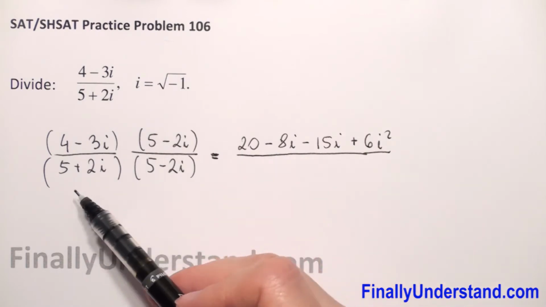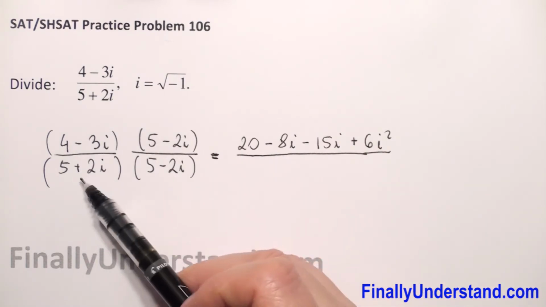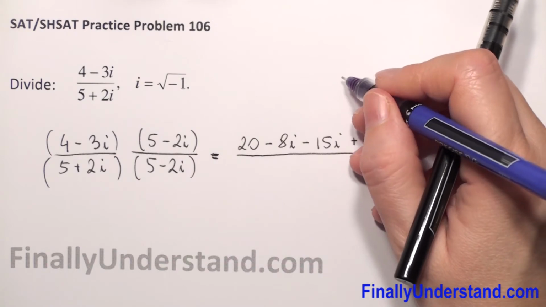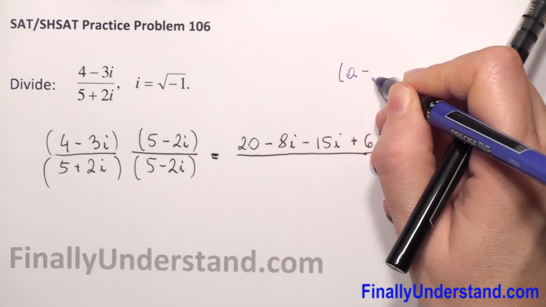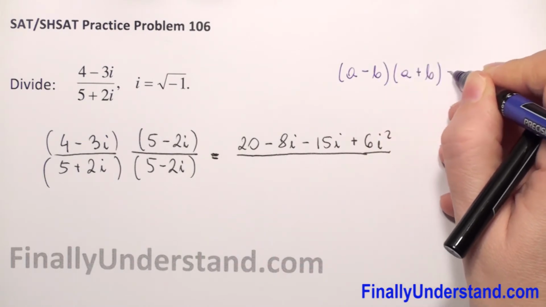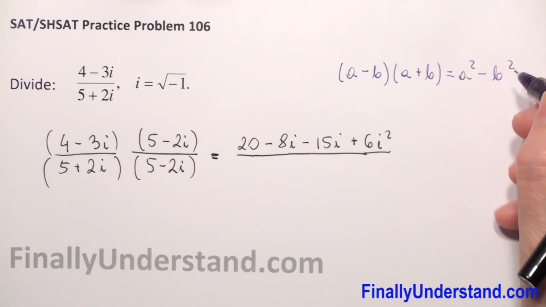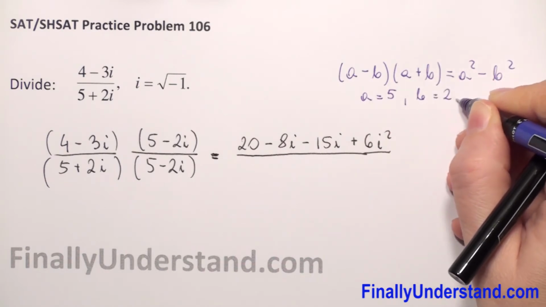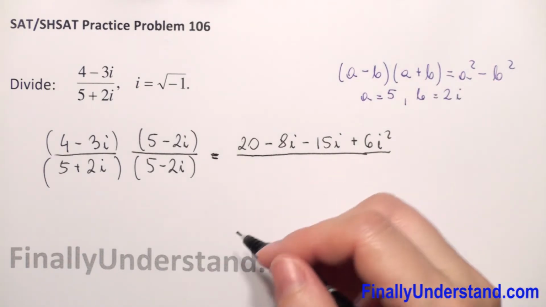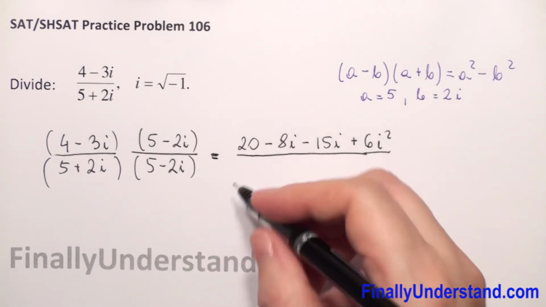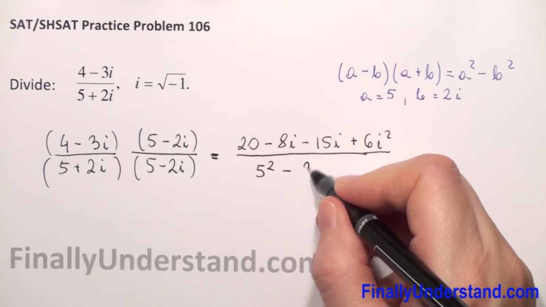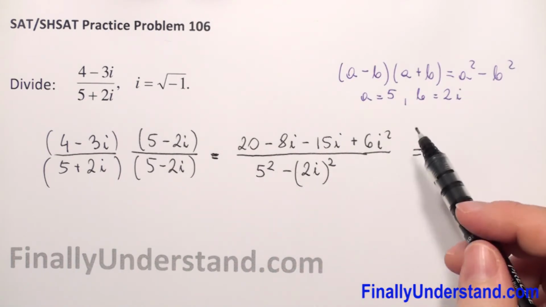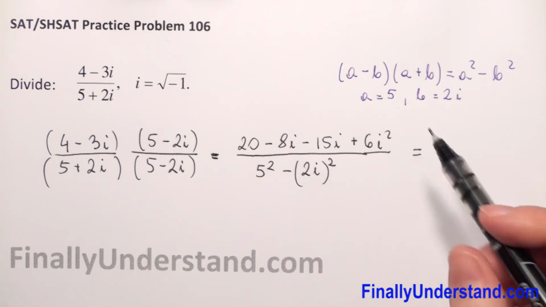And in the denominator, because we have different signs, we will use the difference of squares formula: (a minus b) times (a plus b) is equal to a squared minus b squared. In our example, a is equal to 5 and b is equal to 2i. So what will we have here? a squared minus b squared, so it will be 5 squared minus (2i) to the second power. So this is equal. Now we have to combine the like terms in our numerator.